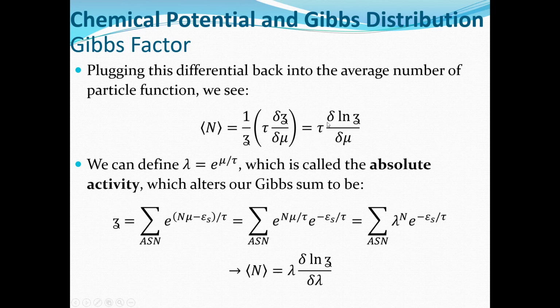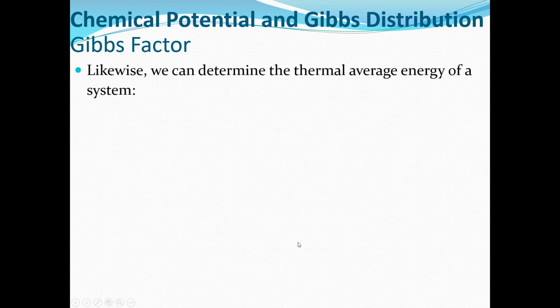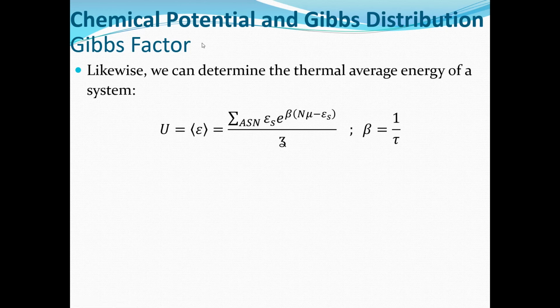So we can go back to here and rework this so that it's in terms of this absolute activity rather than in terms of tau and mu. Again, whichever one fits whatever you're trying to do. And then, of course, we could always find the average energy like we always do. Another shorthand you're seeing me use right now is a beta as 1 over tau. This is something you can see in some of the other books or sources. Instead of using tau, they use beta.